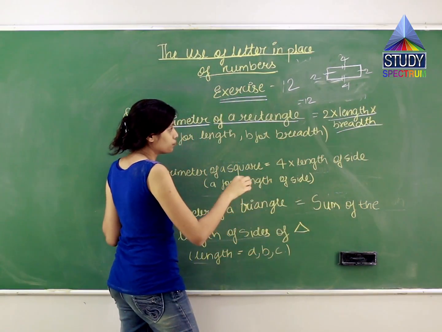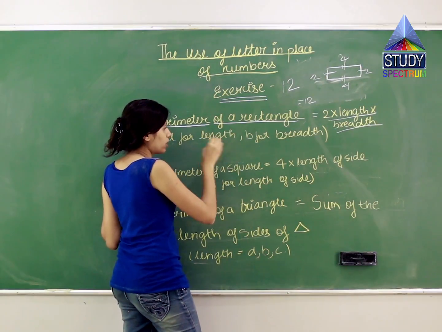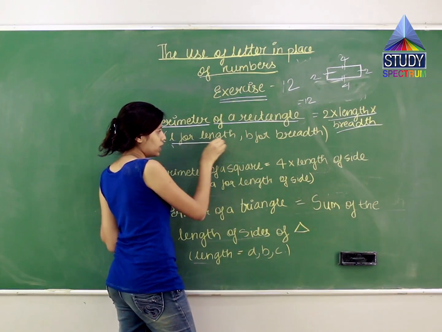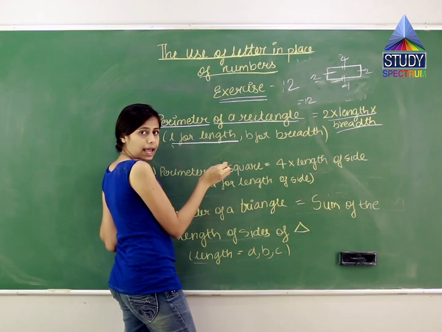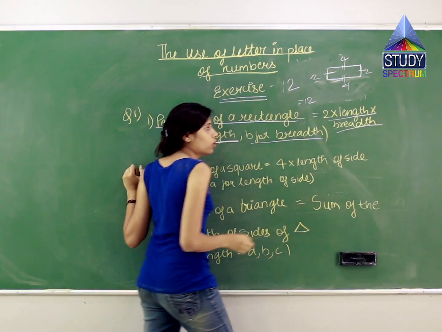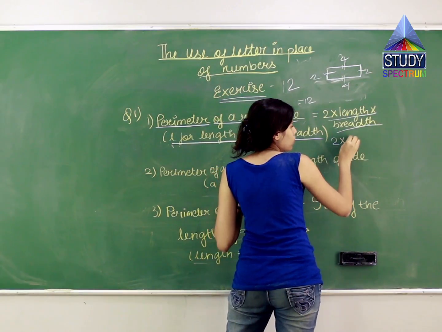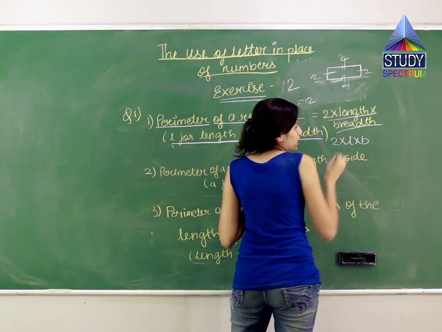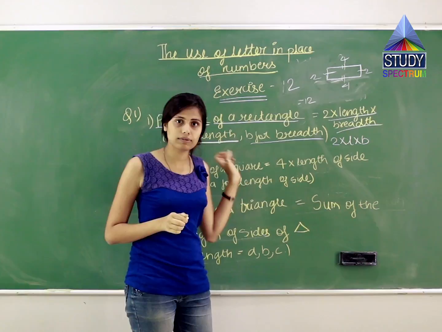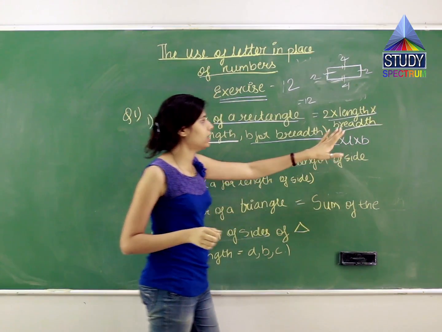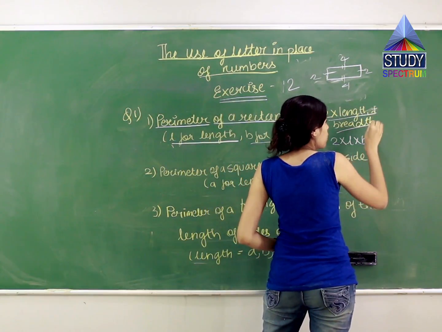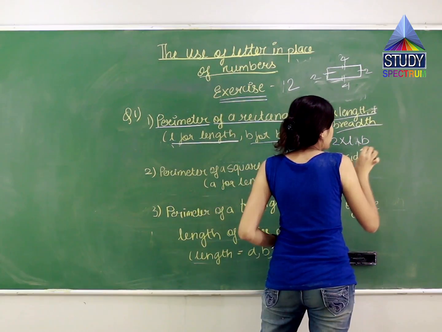Now tell me, what is the length? See over here, they have told that length is equal to L and breadth is equal to B. So tell me what will be the formula. It will be 2 into L plus B. So clear with this? The perimeter of the rectangle. Substituting this in the formula, you will get the answer.